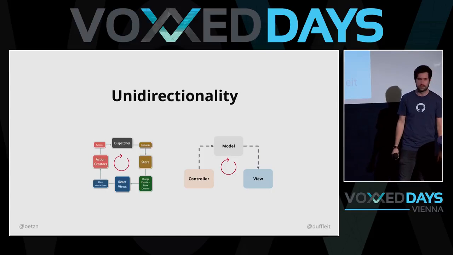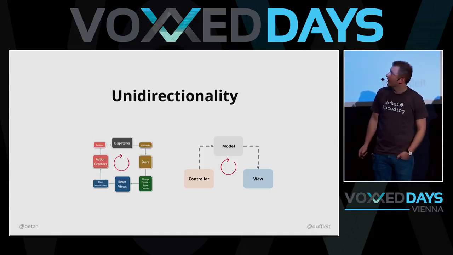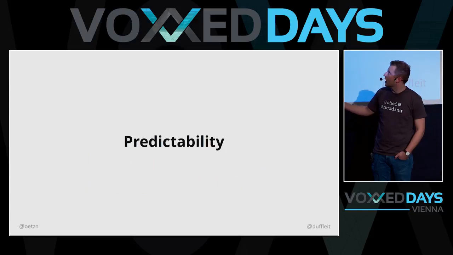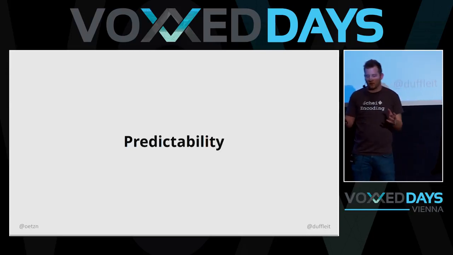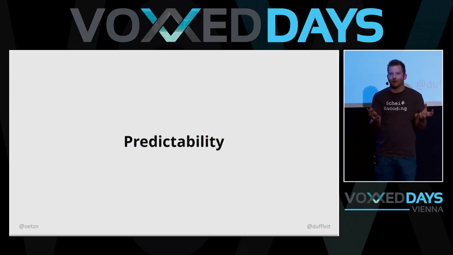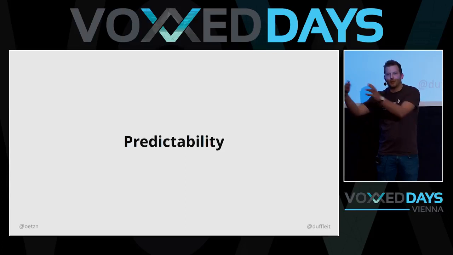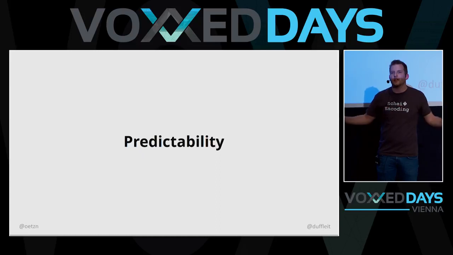Okay. So another selling point Flux always argues with is predictability. Well, this one is also quite obvious. You have some state in your store, you have some action, you again have some state in your store. If you have some state in your store and you apply the same action again, you will get another state. And you can do this again and again and again, and it's quite predictable.